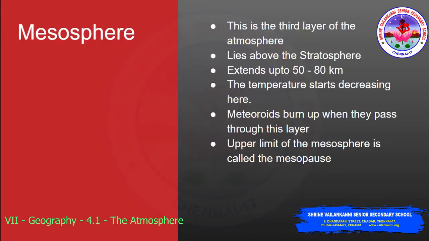Next one is the mesosphere. This is the third layer of the atmosphere, and it lies just above the stratosphere, and it extends from 50 to 80 kilometers. Here the temperature starts decreasing. In this layer the meteoroids, that is the rock fragments traveling in space, burn up when they pass through this part of the atmosphere. Some meteoroids survive their journey through the atmosphere and strike the surface of the Earth, and that is called a meteorite. The upper limit of the mesosphere is called the mesopause.